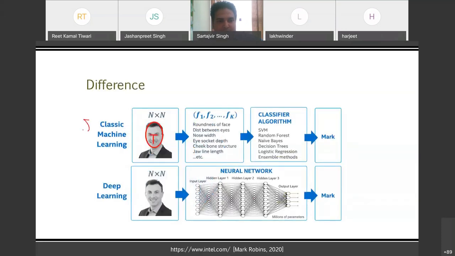First we have to understand the difference between classical machine learning and deep learning. In classical machine learning, there is an input image, and we consider only certain features like the roundness of the face, distance between the eyes, nose width, etc. Then we apply classifiers, which can be any one of them: support vector machine, random forest, or decision tree, and then we get the output. But in deep learning, it covers each and every feature of the input image. Here you can see that there is more than one hidden layer. If there is only one hidden layer, it is referred to as machine learning, but if there is more than one hidden layer, it is referred to as deep learning, the deep neural networks. That gives you more information compared to machine learning. That is the basic difference between classical machine learning and deep learning.